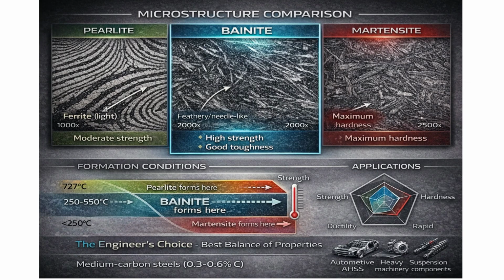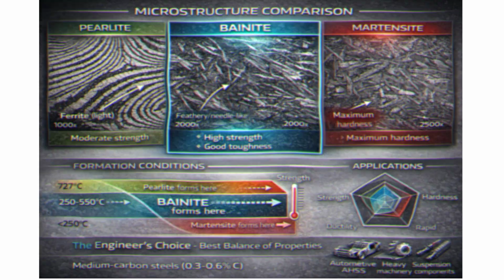Here's why engineers love it. Bainite is stronger than pearlite but tougher than martensite. It gives you the best of both worlds. You'll find bainitic steels in high-strength automotive components, especially in modern advanced high-strength steels or AHSS. These steels make cars lighter and safer at the same time. Bainite is also popular in heavy machinery and gears where you need high strength without sacrificing toughness.